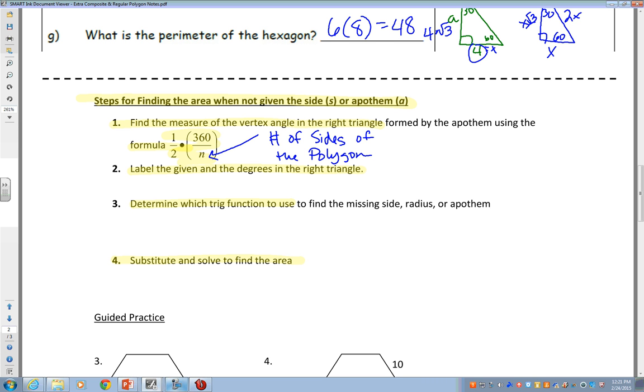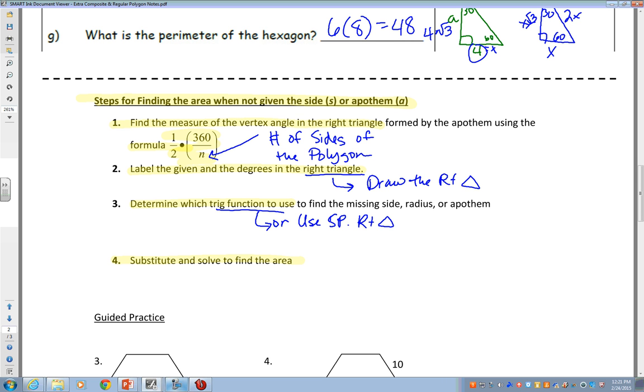The second step is to label the given and the degrees of the right triangle. Because you're going to have a right triangle, you're going to have to draw the right triangle. That is not going to be given for you, so make sure you know you will have to draw that. Then you're going to determine which trig function to use to find the missing side. Or you can use special rights, which we're going to practice because we still need it. But trig could give you your answer.